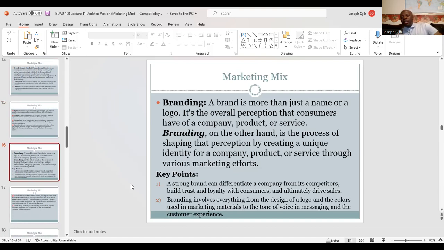So let me put it this way. A brand is more than just a logo. I already mentioned that it is more about perception. So building that perception in you or in a product, the process of shaping that perception by creating a unique identity for the company or product or service through various marketing efforts, we call it branding. Now, one good thing about the brand is that it can differentiate a product from the competitors.